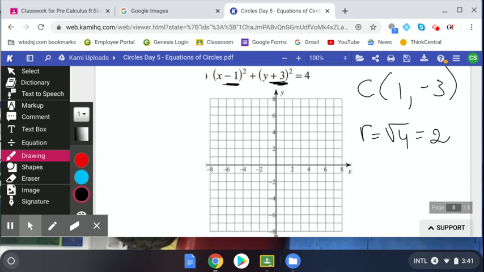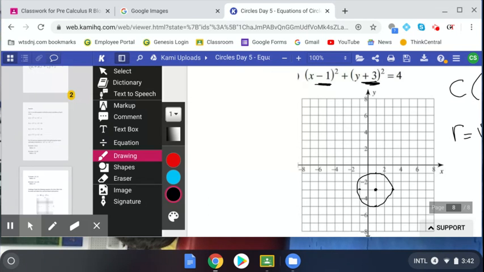So I'm going to place a point at the center, which has coordinates 1, negative 3. So that will be 1 to the right, 3 down, that one. And then from that, I am going to count 2 units up, 2 units down, 2 units to the right, and 2 units to the left. Oops, I went too many. Now I have my 4 points, and I can just, to the best of my ability, draw a circle with those characteristics. Okay, so that's it for equations of circles.